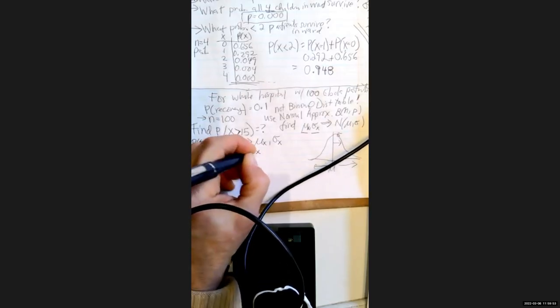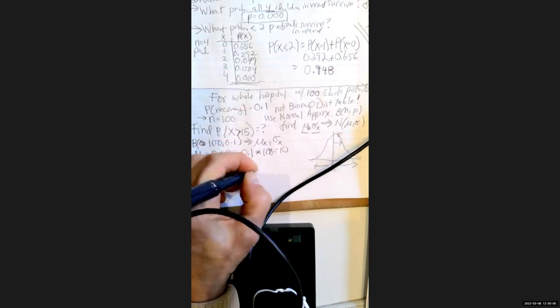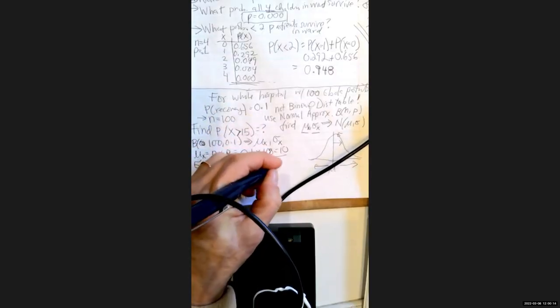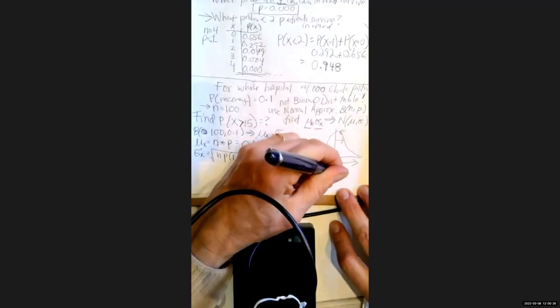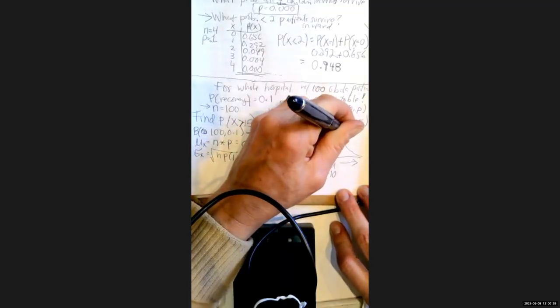I know that my equation for mu is n times p. I got 0.1 times 100, that's 10. Sigma sub x is the square root of n times p times 1 minus p, which is the square root of 10, because I did n times p up here, times 1 minus p, which is 0.9. That's about 3. So now I have a normal distribution for my problem, if mu equals 10 and sigma equals 3.